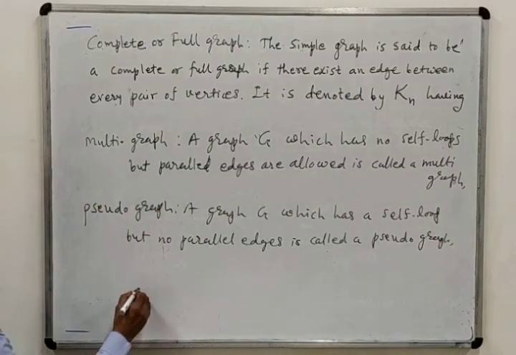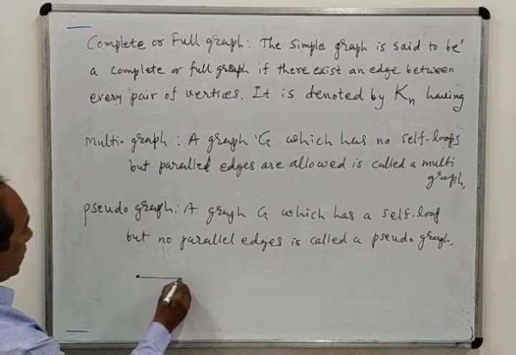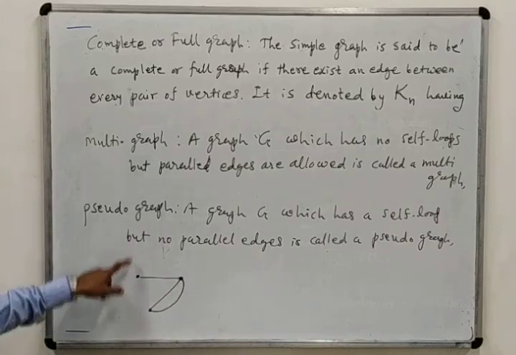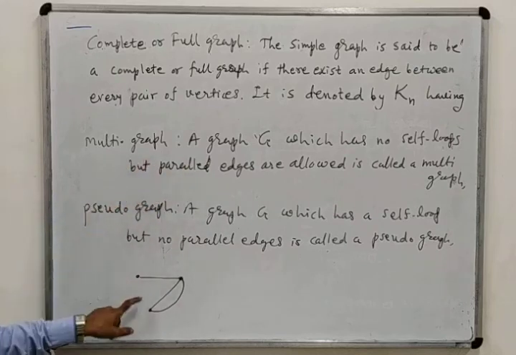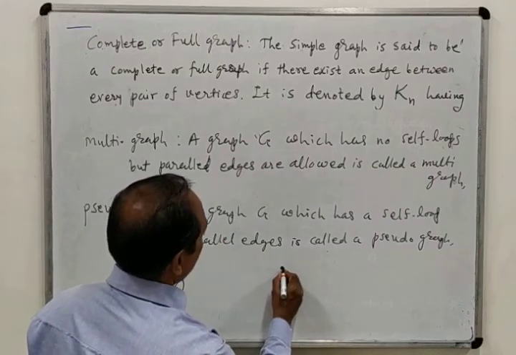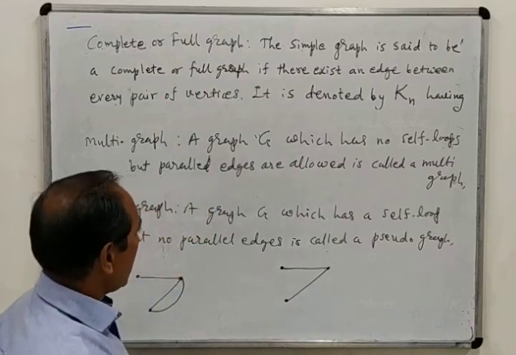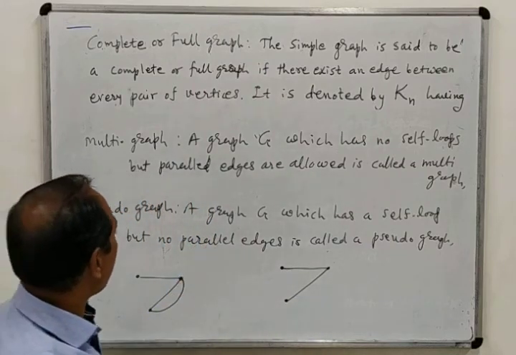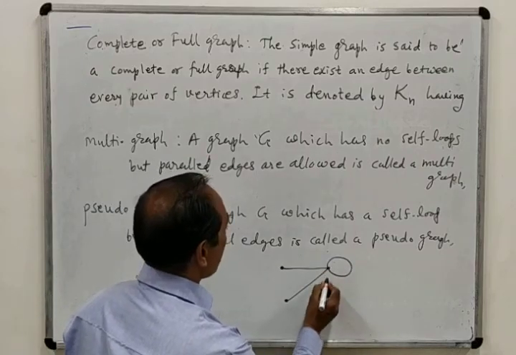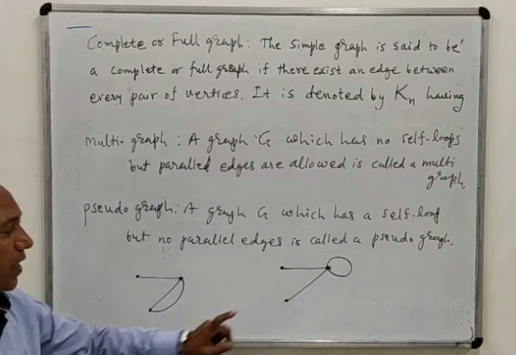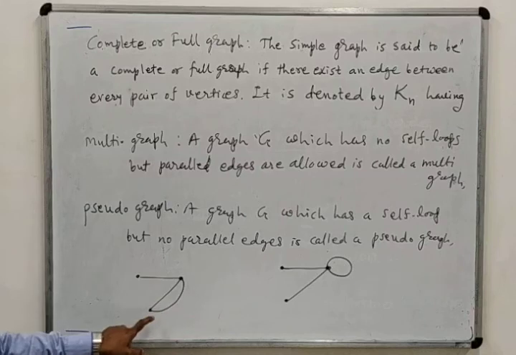Suppose in a multigraph, if we draw the graph, suppose this is a graph with 3 vertices, and it has parallel edges but no self loop. So this is known as a multigraph. Whereas in a pseudograph, if we consider a graph with 3 vertices, it has a self loop but no parallel edges. Suppose we draw a self loop over here. So this is a pseudograph, as it has no parallel edges.